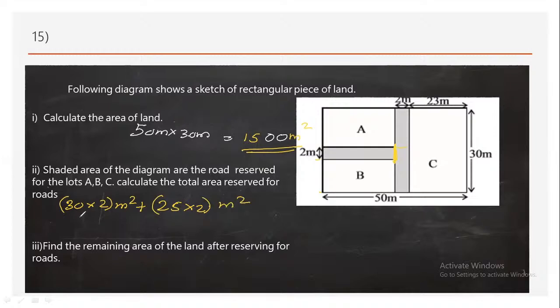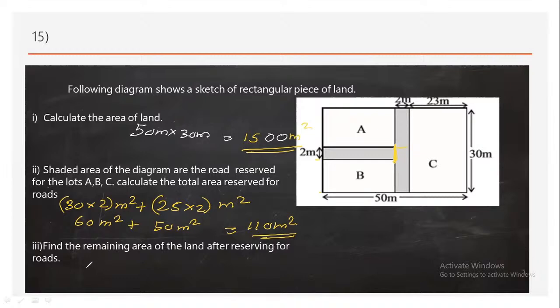How much then? 30 into 2, 60 square meters plus 50 square meters. Then the main road and this road, these 2 roads all together add up to 110 square meters. So then we have to find the remaining area of the land after reserving for roads.